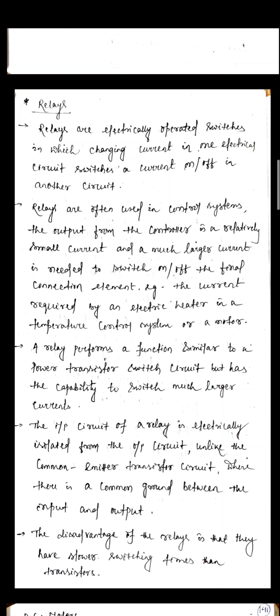So students, this is all about mechanical switches, solenoids and relays. The next type of electrical actuator is the drive system, and in today's class I will discuss the different types of DC motors.